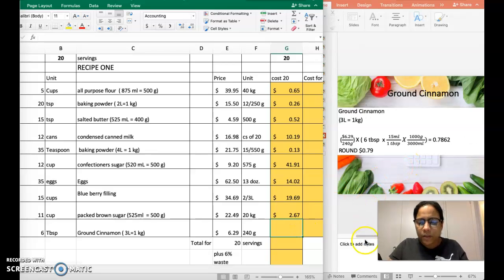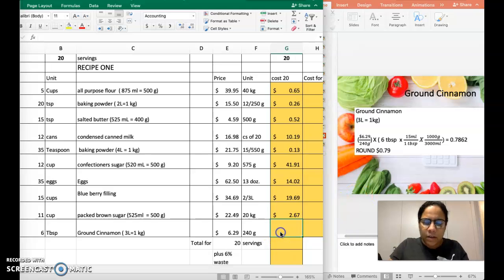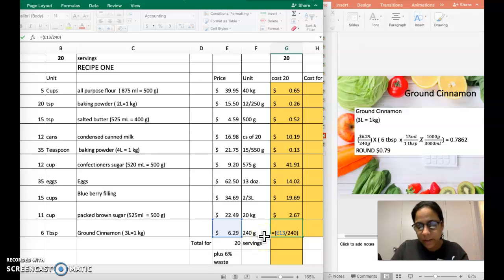Ground cinnamon, same thing, equal sign, should keep always on bracket, the bracket price divided by the unit, 240, close bracket, times open bracket 6 times, we know that 1 tablespoon equals 15 ml times 15 times, they give us that 3 liters equals 1 kilogram, which is 3,000 ml equals 1,000 grams, so times 1,000 divided by 3,000, close brackets, 78.6, which when you run 79.